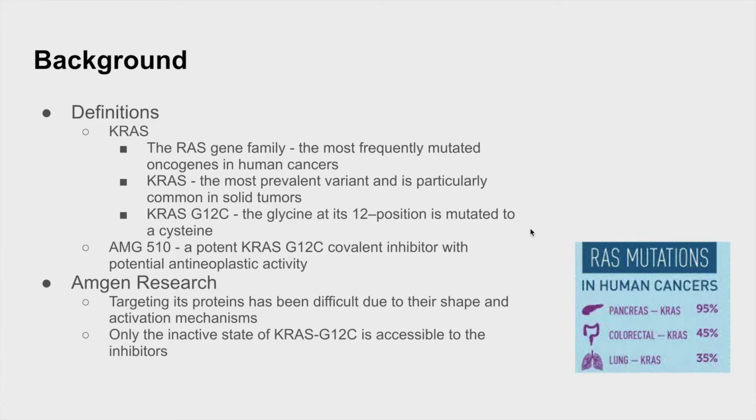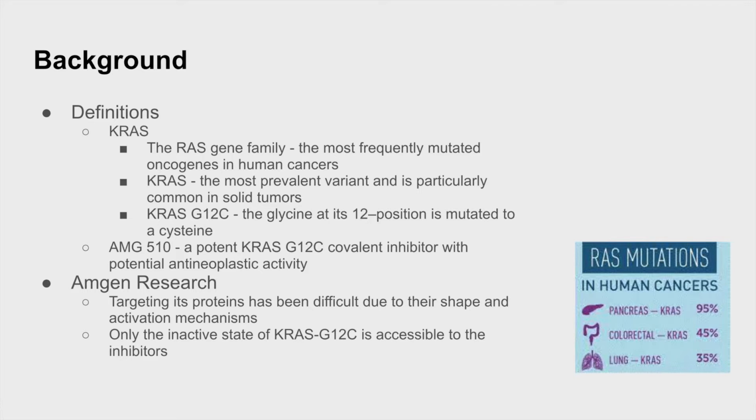The RAS gene family is the most frequently mutated oncogene in human cancers. Within this family, KRAS is the most prevalent variant and is particularly common in solid tumors. About 95% of pancreas cancers, 45% of colorectal cancers, and 35% of lung cancers are related to KRAS genes.